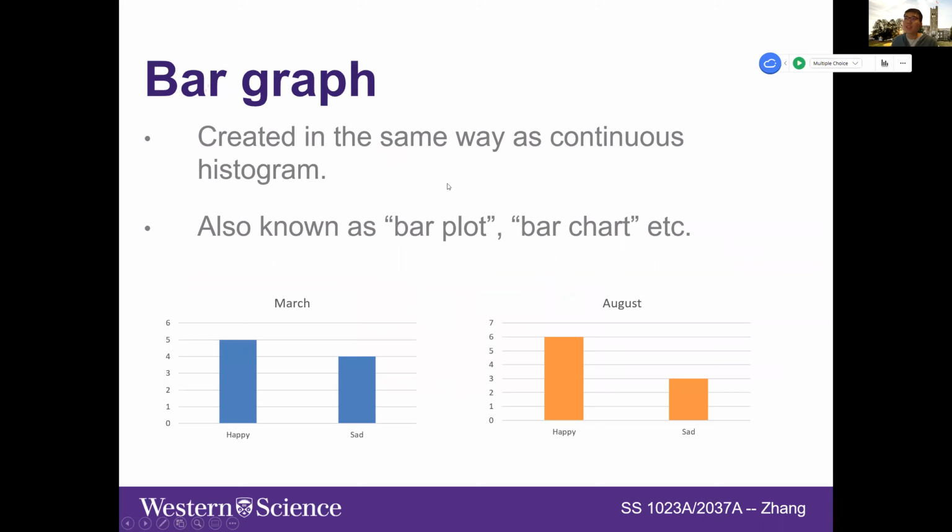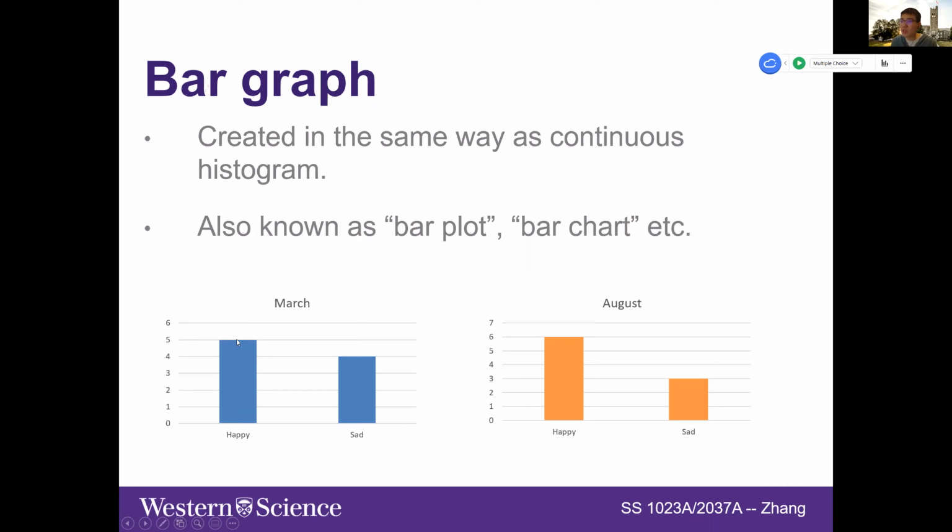Basically, the way we create the bar plot or bar graph, whatever you call it, is the same way as we create the continuous histogram. The only difference is that we no longer need to collapse those numbers into different categories because our data themselves are already in different categories. So it's actually much easier to do the bar graph than the histogram.